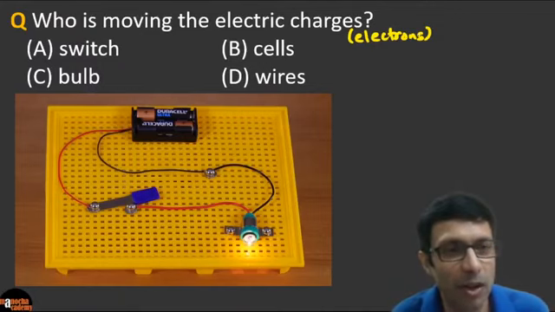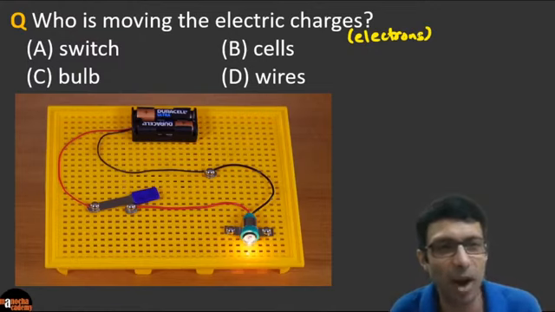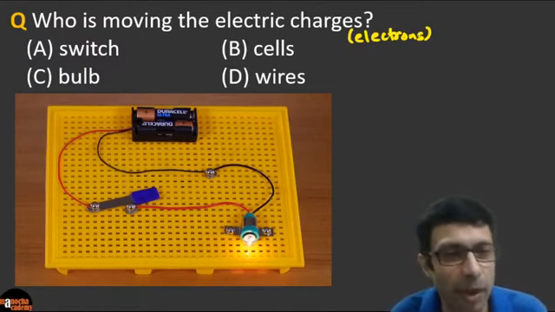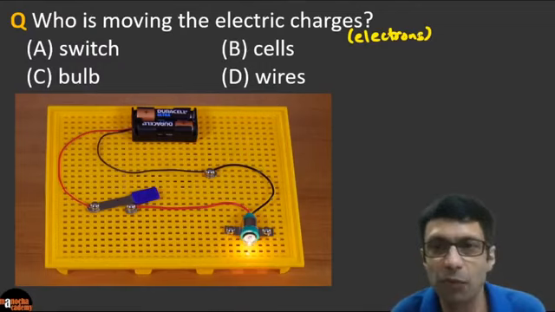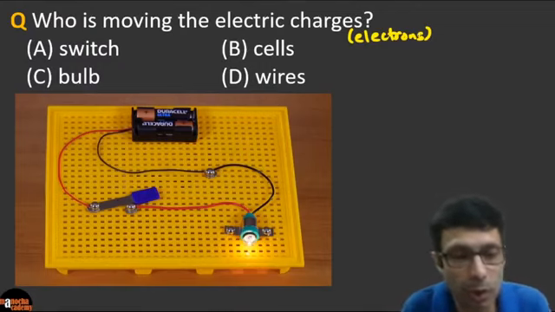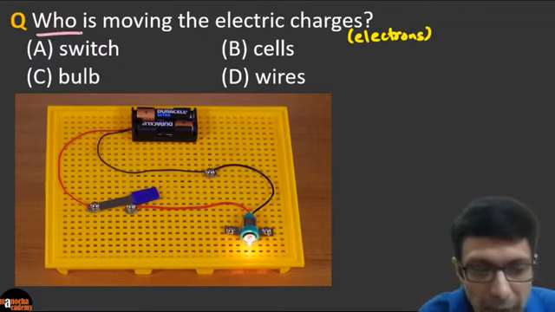Okay, very good. Some are saying cells, some are saying wires. So come on, what do you think it is? It's excellent to see the response of everybody trying here. Very good, guys, very good. So electrons are flowing, but my question is, who is moving? Who is pushing the electrons?